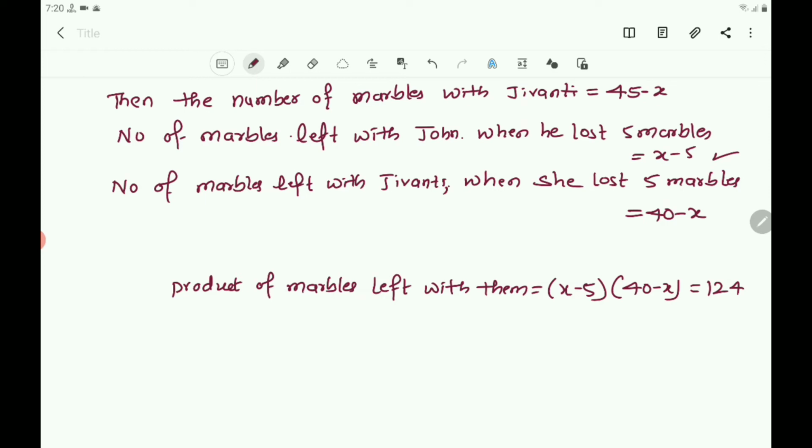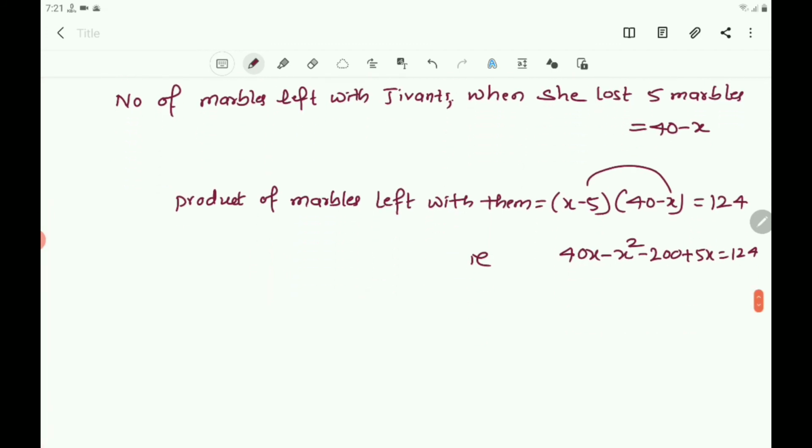So you write that equals x into 40 is 40x, and x into minus x is minus x square, minus 5 into 40, 5 4s are 20, that is minus 200, and minus 5 into minus x is plus 5x, equals 124.